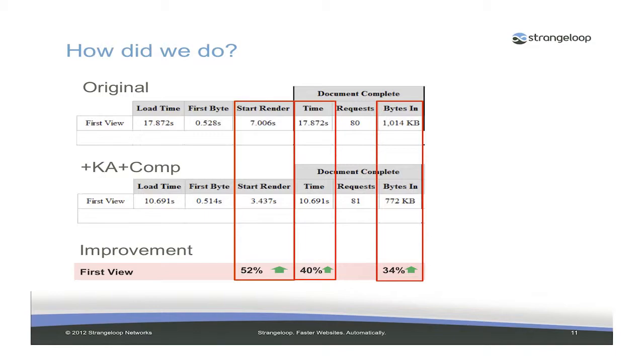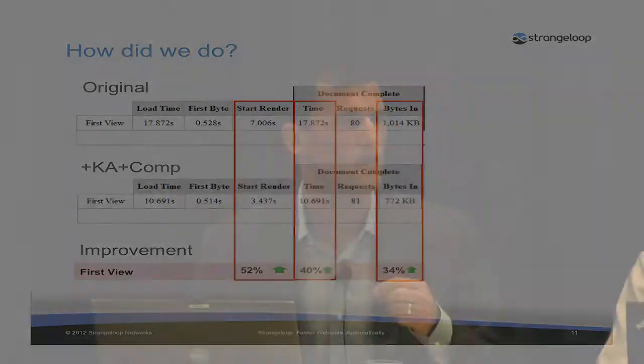The bytes have gone down. The time has dramatically gone down, mostly because of keep-alives in this particular case. And my start render has also improved. We're going to spend time looking at start render and document complete, because those are the two numbers that are really important. Both have very important attributes. Both are very important when it comes to the end user.